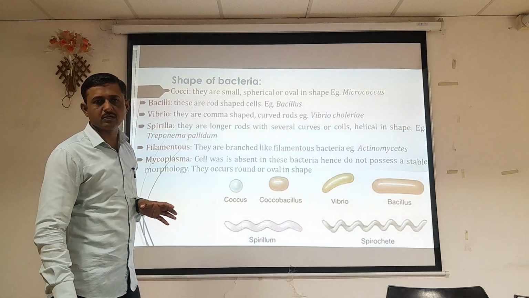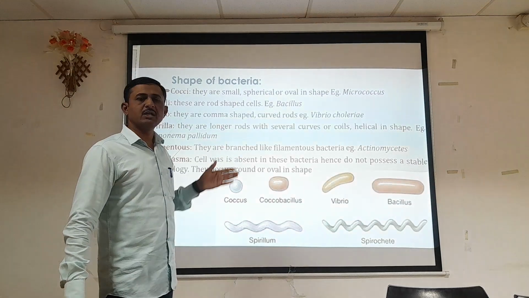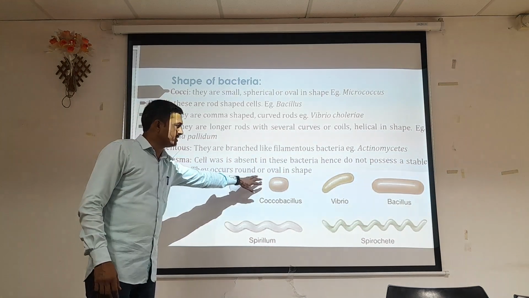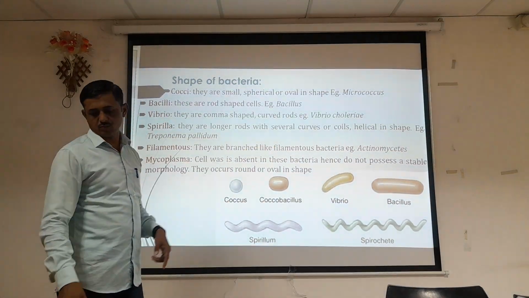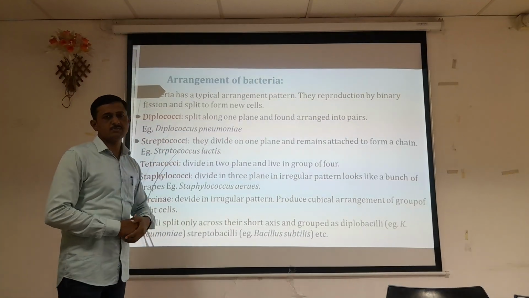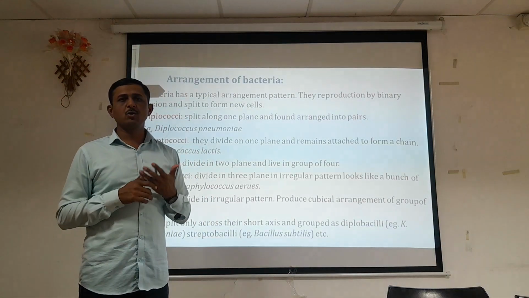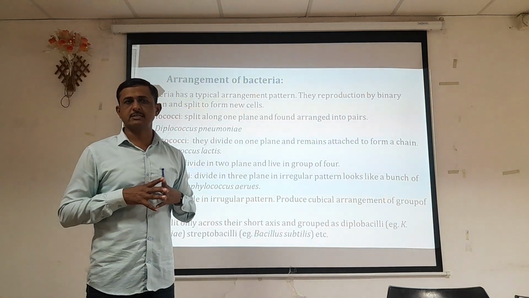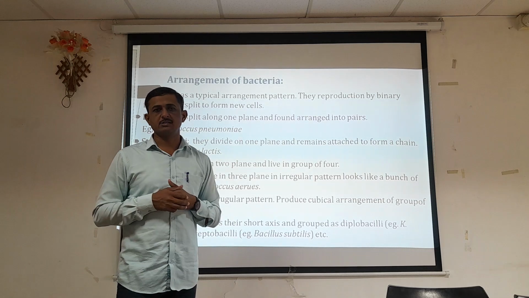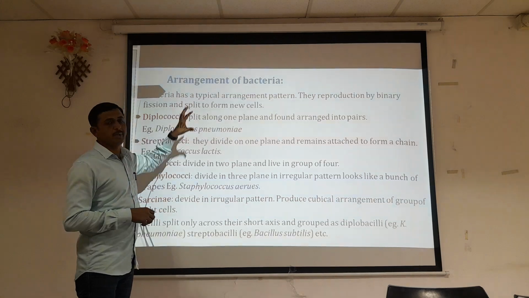So on the basis of the shape of the organism which we observe under the microscope after staining, we can distinguish between them: coccus or spherical type of organism, cocobacilli, bacillus, vibrio, spirochetes and filamentous type of organisms. Next, each bacterium has a particular specific arrangement of bacterial cells. On the basis of that arrangement, we can group organisms into different categories. So bacteria have a typical arrangement pattern.